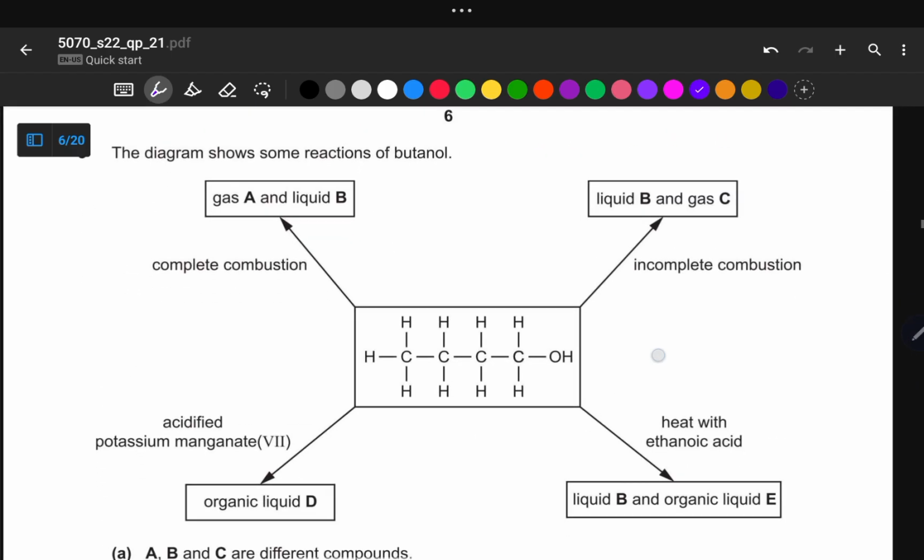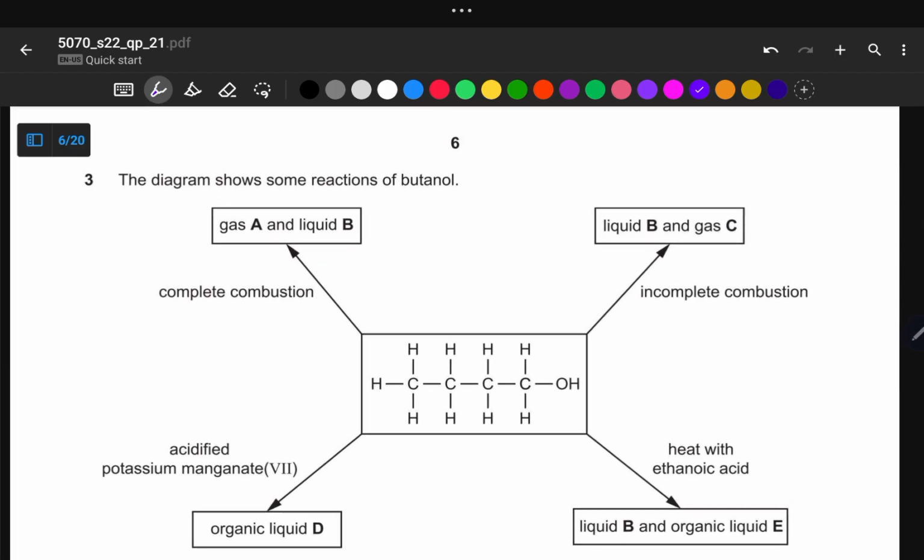The next question says the diagram shows some of the reactions of butanol, right? So this is the butanol. From this suffix, we can understand that it is an alcohol, right? So the functional group is an alcohol. So this is organic chemistry, right? We have butanol, which contains 4 carbon atoms, right? We have this hydroxyl group, which is the functional group, right? So this is the homologous series of alcohols. When we are further classifying these alcohols, we can say this one is a primary alcohol, right?